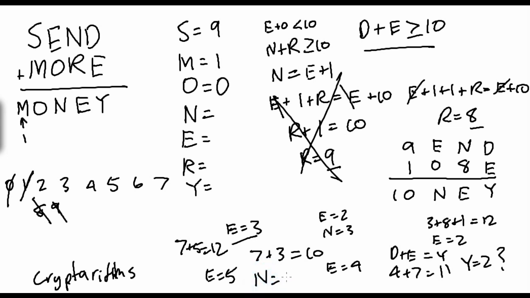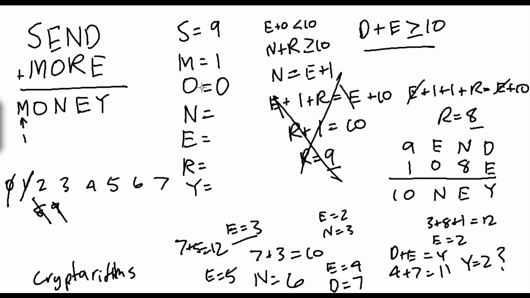equal 6. And D would equal 7, because we tried 7. 7 plus 5 is 12. So D would equal 7. And does this work out? Well, it looks like it does. 2 isn't taken, 5 isn't taken, 6 isn't taken, 7 isn't taken. I think we have a winner.